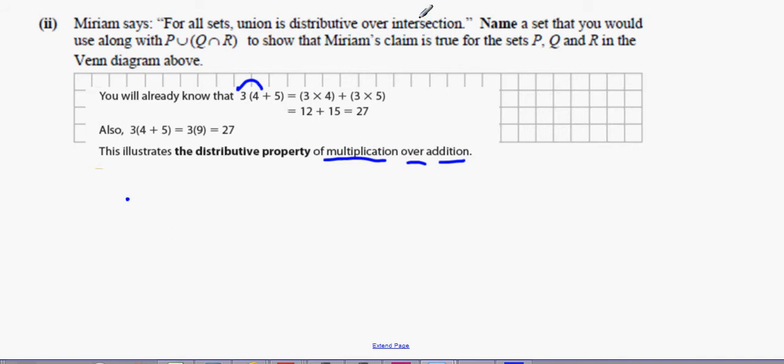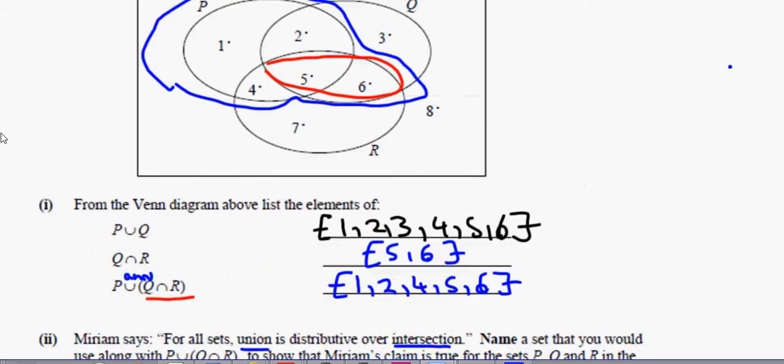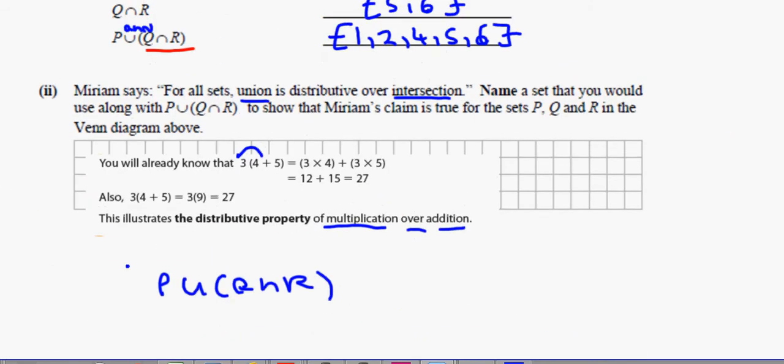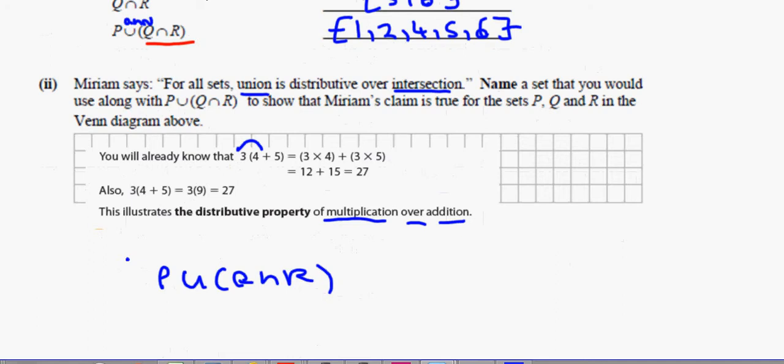Okay, so on this one, we're trying to show that union is distributive over intersection. So we can do union first and intersection second. So at the moment we have P union Q intersection R. Now let's figure out exactly what this is. We'll bring back the Venn diagram. P union Q intersection R, we already have the answer for it, it's going to be 1, 2, 4, 5, and 6.